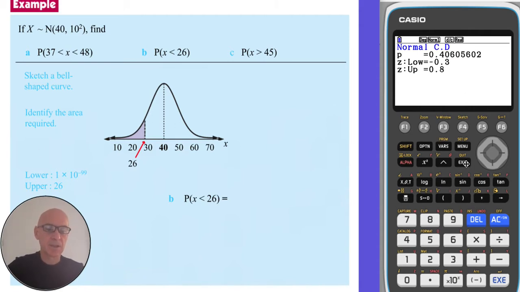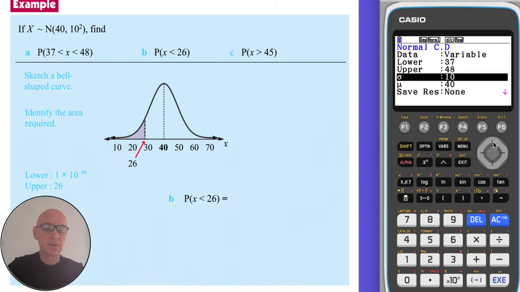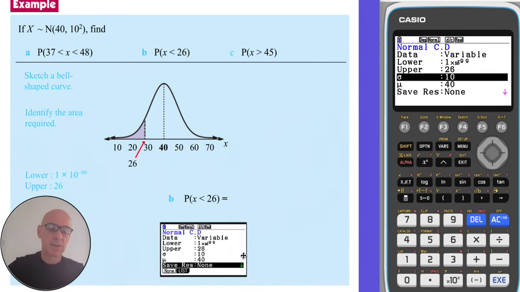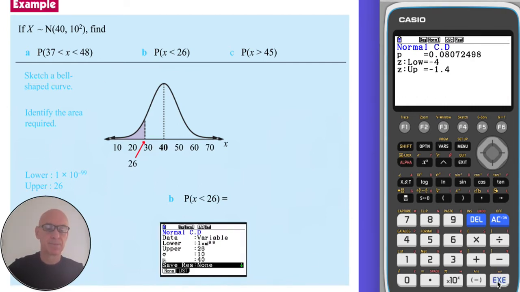So on the calculator, we press exit, scroll up, and set the lower limit to a small value. So 1 times 10 to the power of negative 99, and the upper limit to 26, and then press execute. So the probability that x is less than 26 is equal to 0.081.